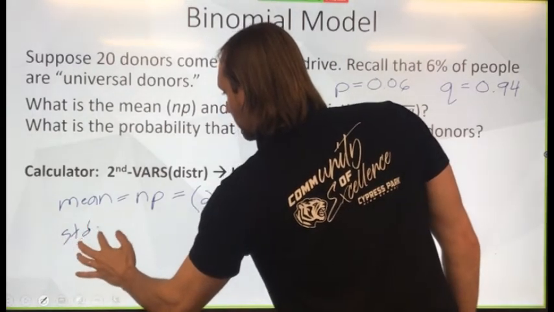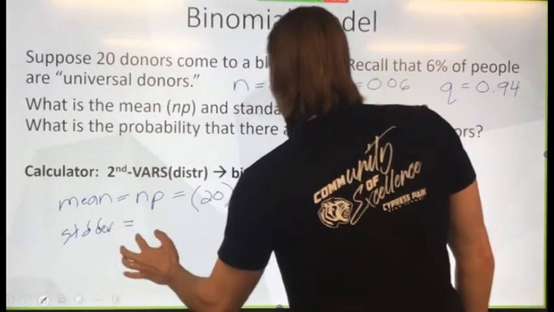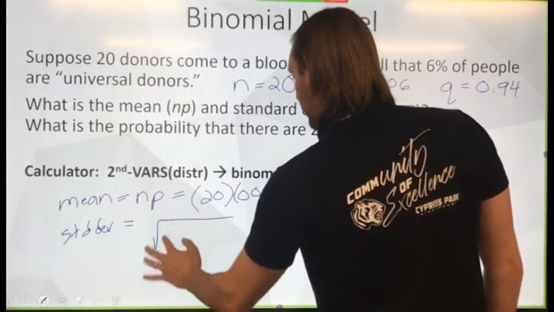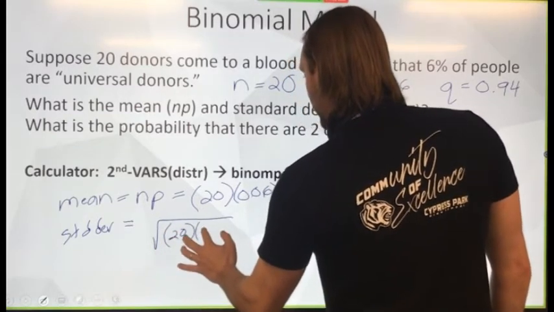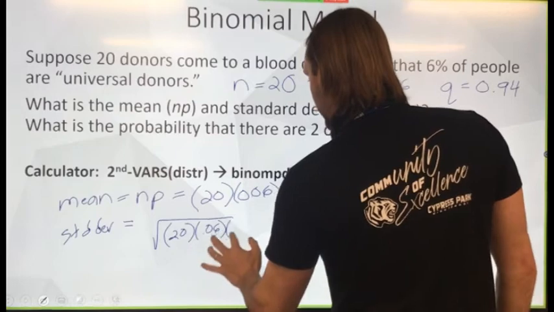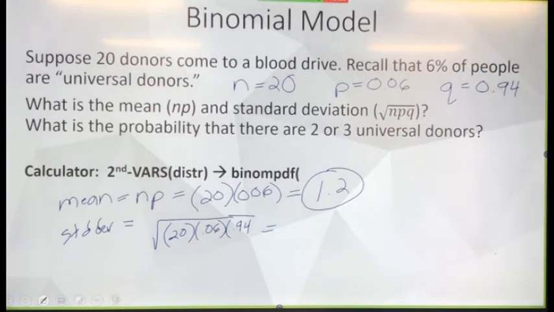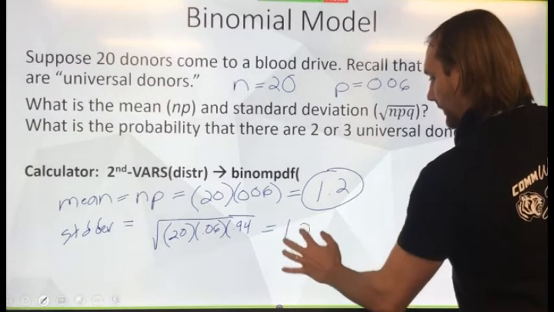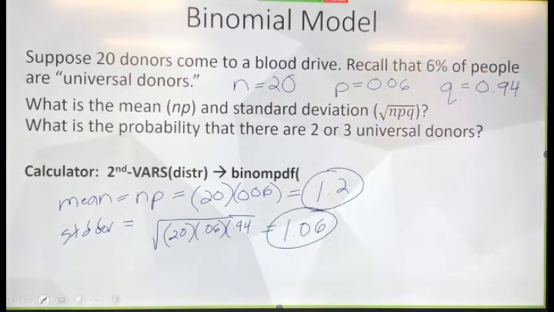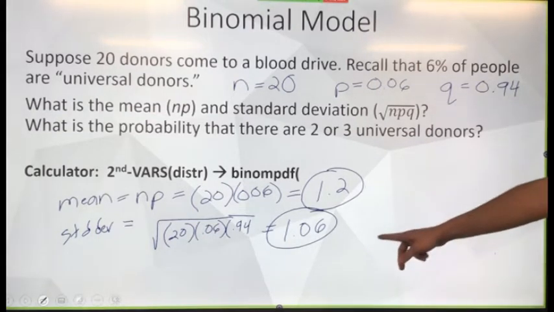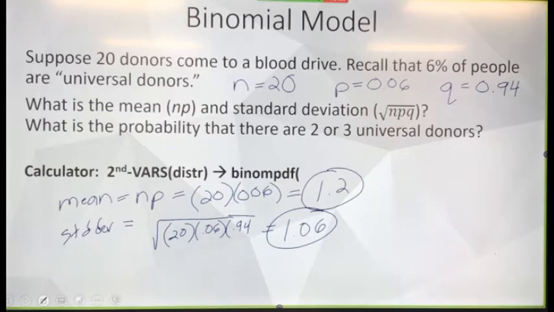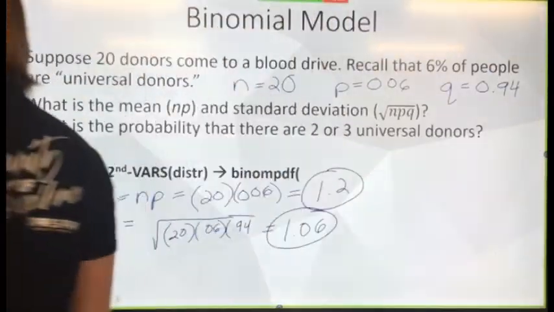Take of, so standard deviation equals the square root of N, so 20, times P, 0.06, times Q, 0.94. And what do you get for the standard deviation? 1.06. Thank you. So give or take 1 or 2 people, or 1 person. Could have nobody, or could have 2. But on average, I expect 1. And then, what is the probability that there are 2 or 3 universal donors?